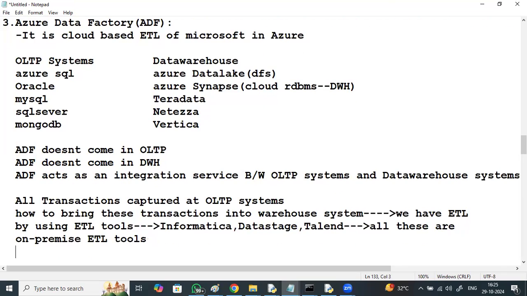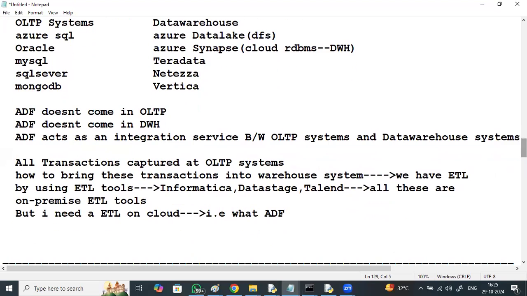But I need an ETL on cloud. That is what? ADF, Azure Data Factory. With ADF, we can connect with cloud databases, non-cloud databases, and NoSQL databases. Using ADF, we can extract the data, pump the data into data lake or Synapse, and perform transformations.